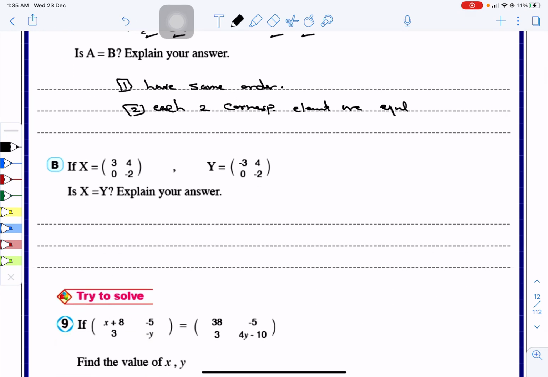If X and Y are not equal, is X equal to Y? No, because the element 3 is not equal to negative 3 here.